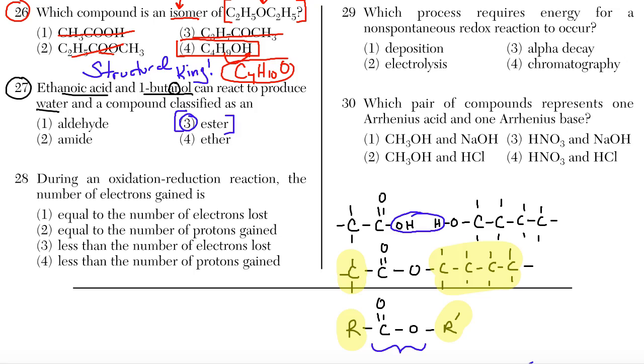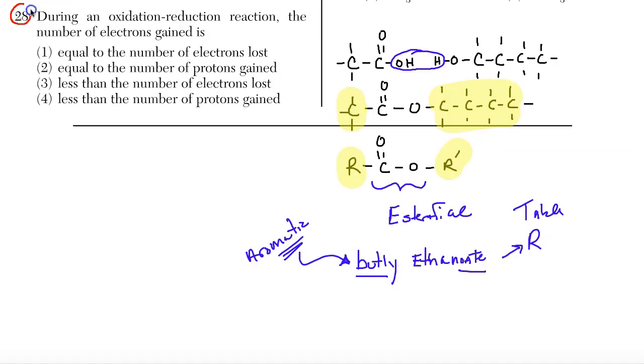Number 28. During an oxidation reduction reaction, the number of electrons gained is equal to the number of electrons lost. Why? Because there's conservation of mass in reactions. There's conservation of energy always as well for chemical reactions. And there's conservation of charge. We've seen this in the problem.